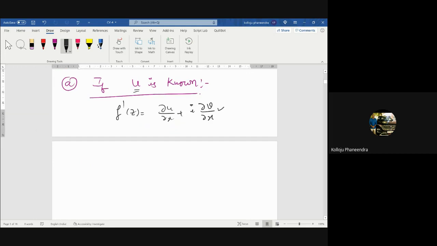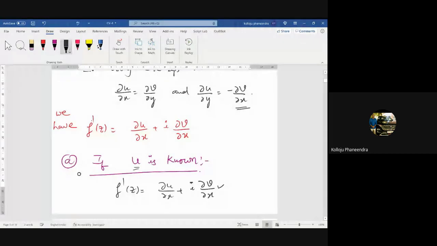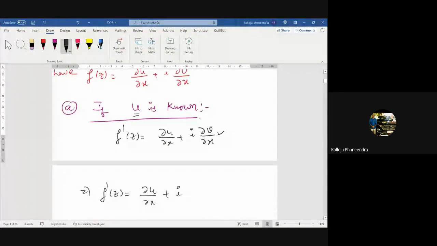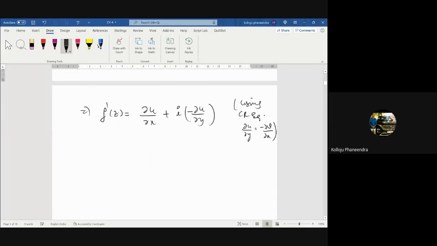But using CR equations, I can transform this dou v by dou x. Dou v by dou x value from the CR equation is minus dou u by dou y. Let me write that, minus dou u by dou y, using CR equation: dou u by dou y equal to minus dou v by dou x. Then what is f dash z?